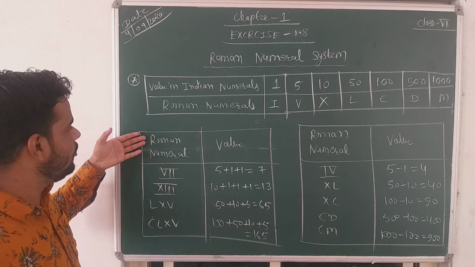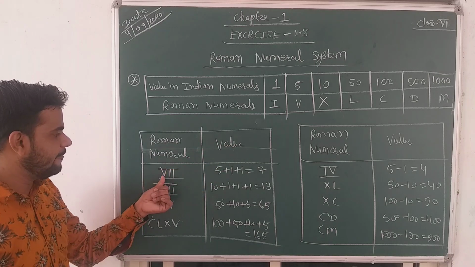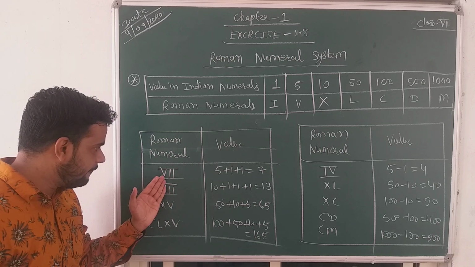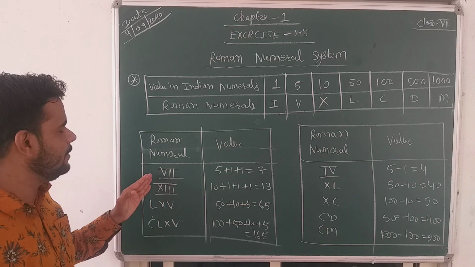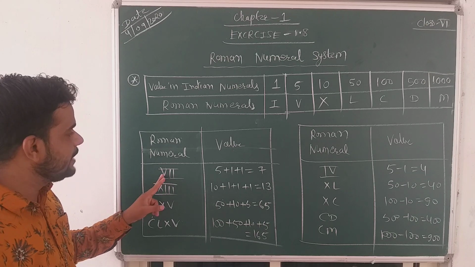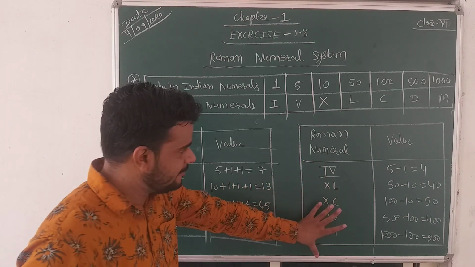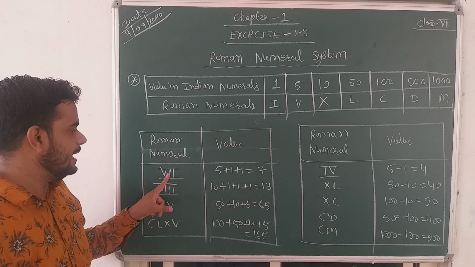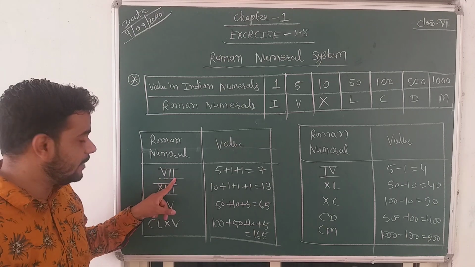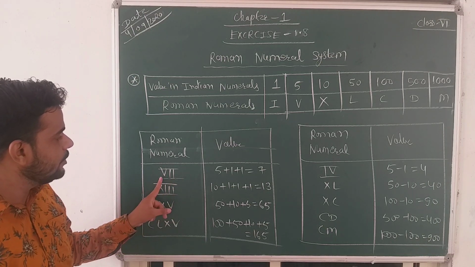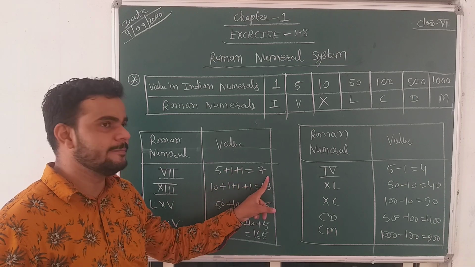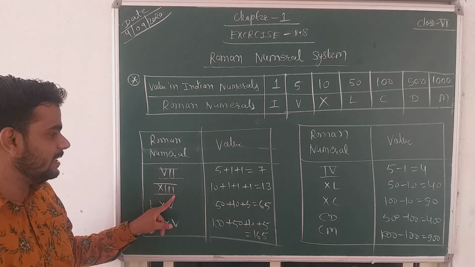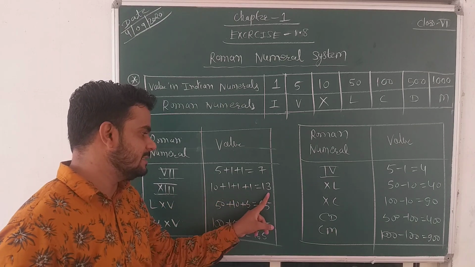And the second value, the Roman numerals and the value. In VII, there is no smaller symbol before V, so directly we will add all of them. In other cases we have to subtract. Just take care. First is V, which means 5, and I means 1. After 5, smaller numbers are coming, so we add: 5 plus 1 plus 1 is 7. X means 10, and afterwards 1 comes, so 10 plus 1 plus 1 means 13.